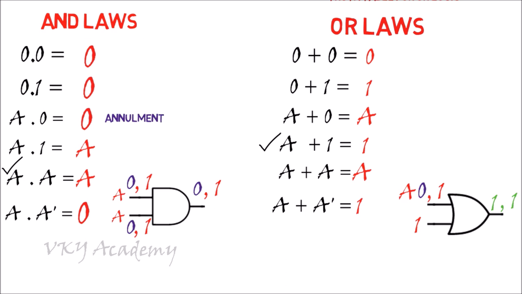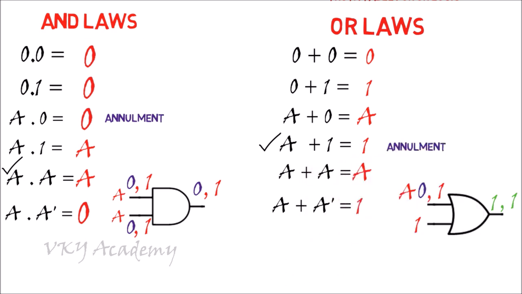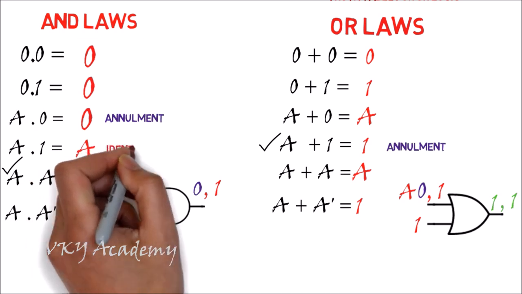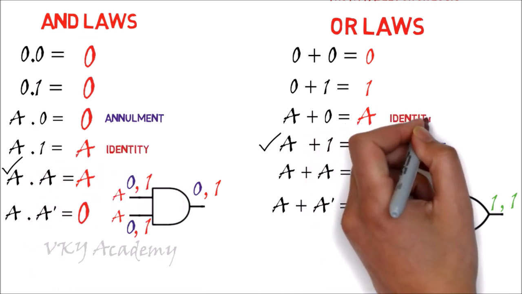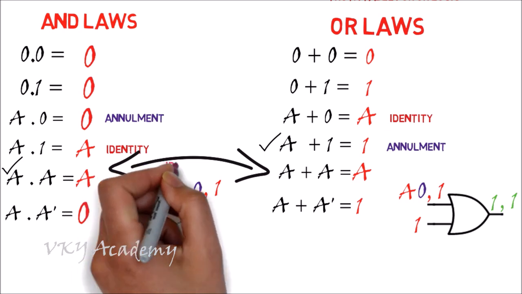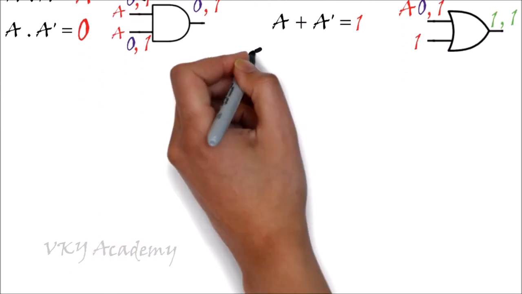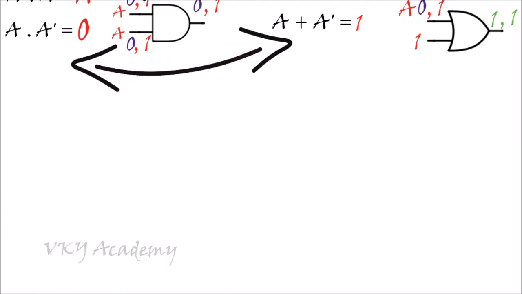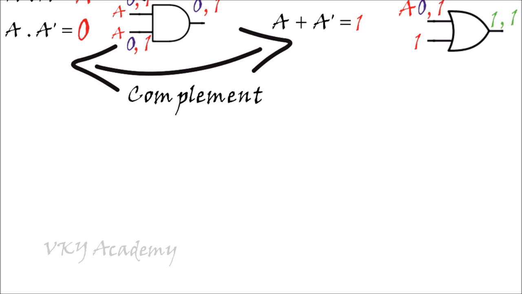Now, A and 0 and A or 1 are called annulment law. Similarly, A and 1 and A or 0 are called identity law. A and A, and A plus A, are called idempotent law. And the last one, A and A bar and A plus A bar, is called complement law of Boolean algebra.